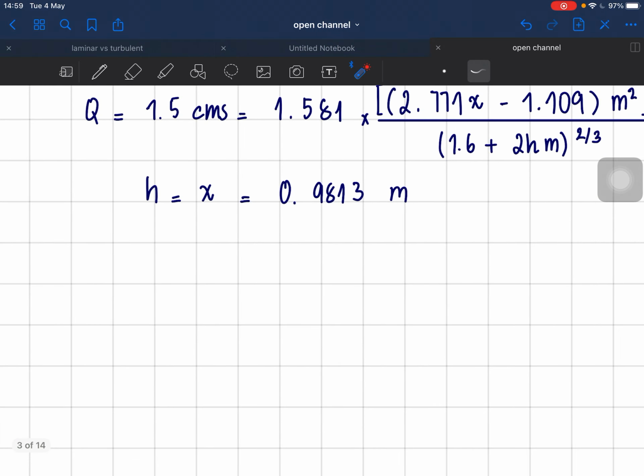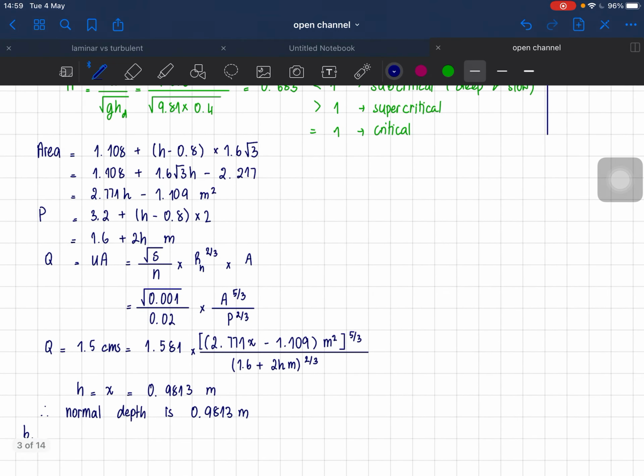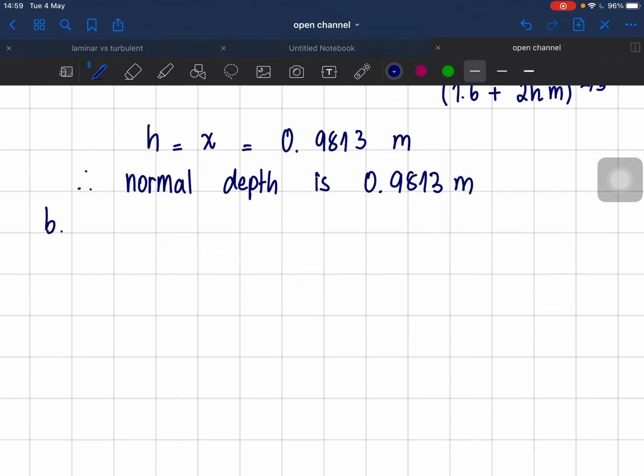I feel pity for the calculator as well. Okay, so now I get the number 0.9813, which is the normal depth here. So let's answer for A. Normal depth here is 0.9813 meter. So then we can move on to B. We only finished A. B here we have to find the Froude number. So now we get the H, the normal depth here. We can find the Froude number later.